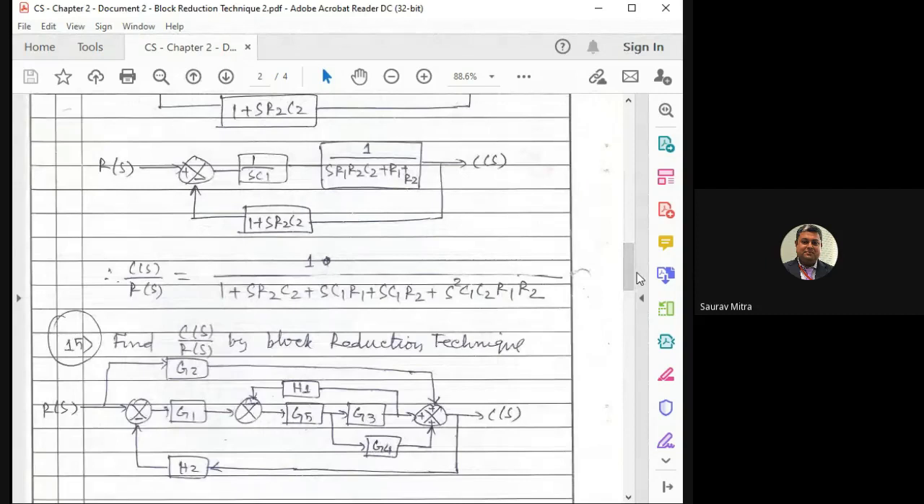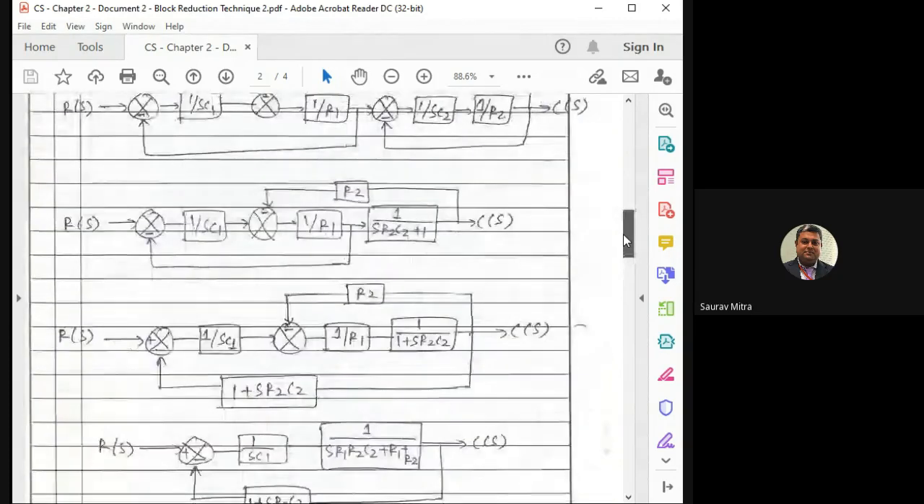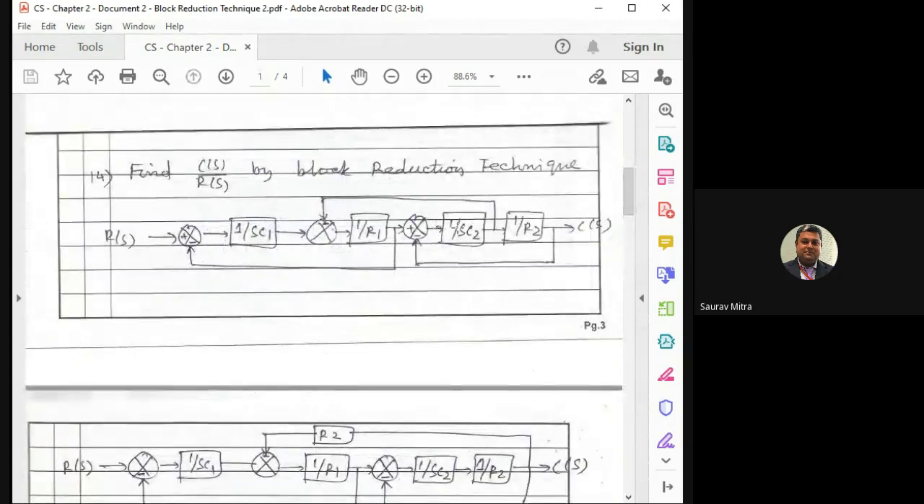Actually the answer is given, and the main thing to observe is that the denominator power of s is actually s square. That means it's a second order system. And how can you justify that? Because in the circuit, whatever the block diagram is giving, there are two capacitors, that is C1 and C2. So there are two energy storing elements, hence the denominator is having power of s as square. Okay, so these are two numericals which I wanted to show.